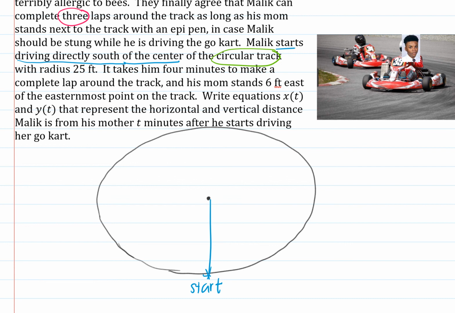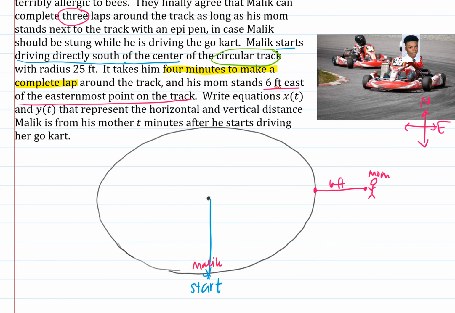Okay, if it takes him 4 minutes to make a complete lap around the track, I'm sure we'll come back to that, his mom stands 6 feet east of the easternmost point of the track. Well, the easternmost point would be this here, and she's standing an additional 6 feet here. So here's mom, and here's Malik.